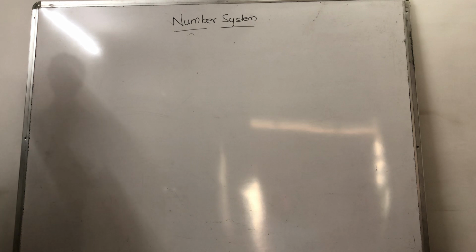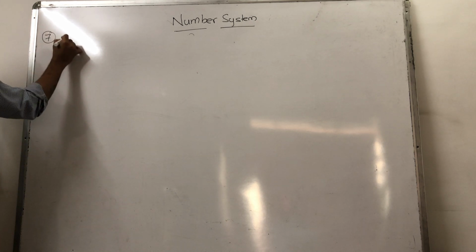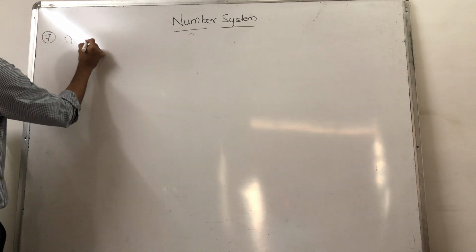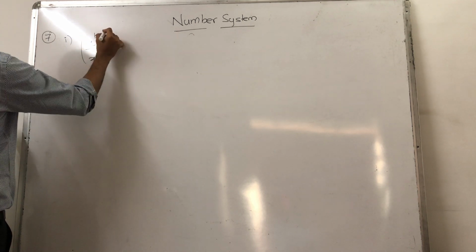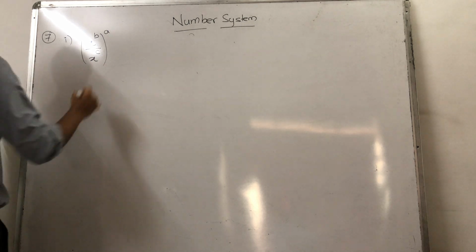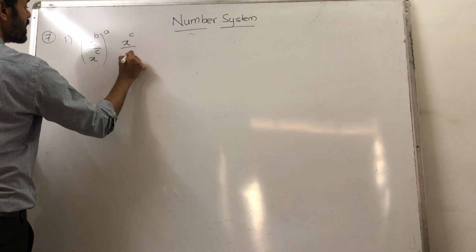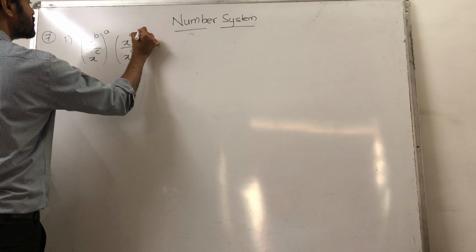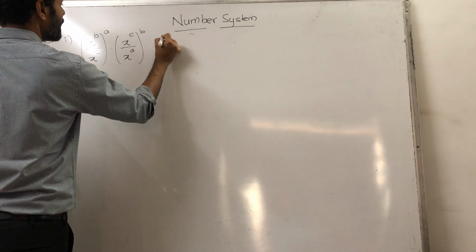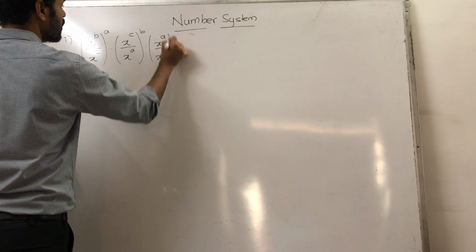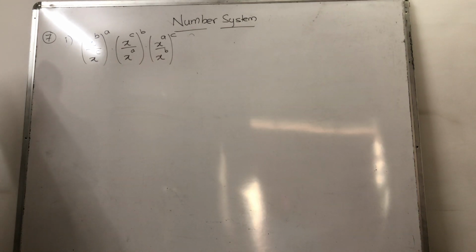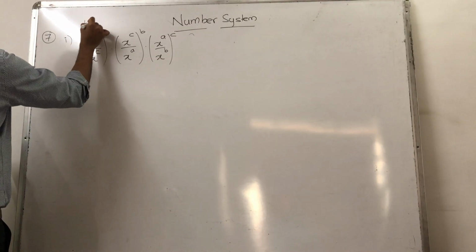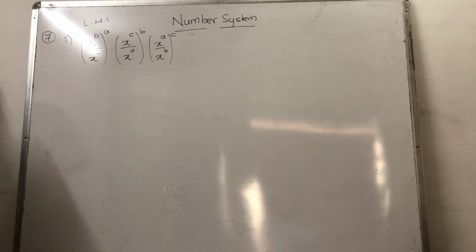Question 7, 3 sums in question 7. The first one of question 7 is x raised to b divided by x raised to c whole raised to a, then into x raised to c by x raised to a whole raised to b into x raised to a by x raised to b whole raised to c. We have to show that this is equal to 1. We have to prove that. So this is our LHS, and we are solving the LHS and we have to get the value as 1.